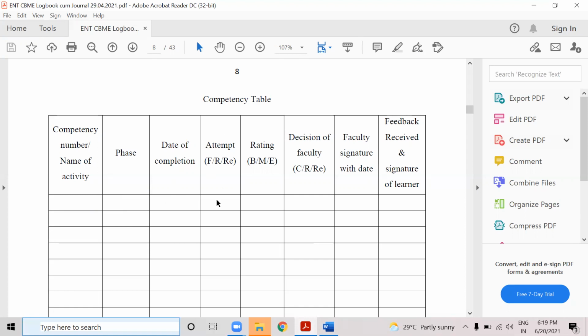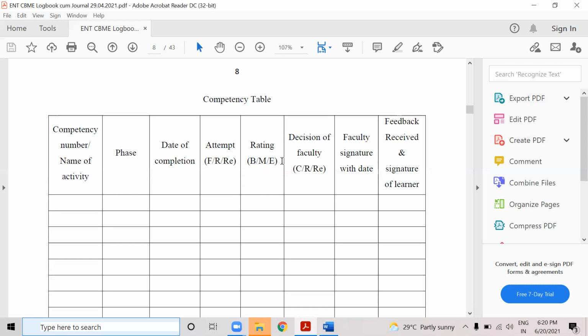Then the attempt: whether it was a first attempt, F for first, whether it was a repeat attempt, or whether it was a remedial activity. Now, remedial activity needs to be determined by the faculty, and it is generally done for those competencies where the student has not satisfactorily completed the competency in spite of a repeat attempt. So after the first attempt and the repeat attempt, if the student has still not completed that competency, then some remedial measures should be taken in the form of again teaching the particular topic to the student, and again taking the exam. So that is a remedial measure, and that needs to be mentioned here.